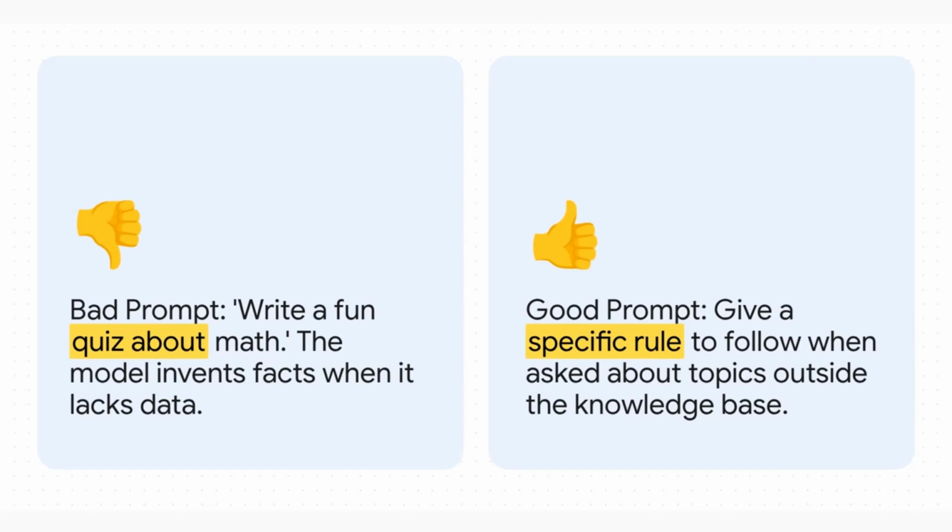And something as simple as prompt engineering can make a massive difference. Look at this example. A bad, vague prompt just says, "Write a fun quiz about math." If the model doesn't have one ready, it might just make one up, facts and all. But the good prompt gives it a clear rule. "If the user asks for something you don't have, just say so." It's about setting boundaries, and it works.